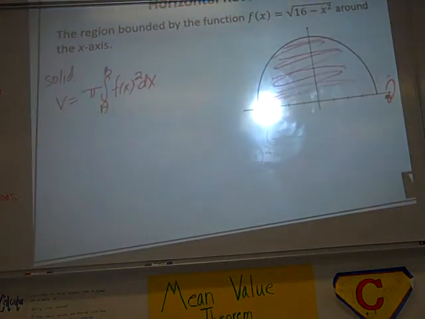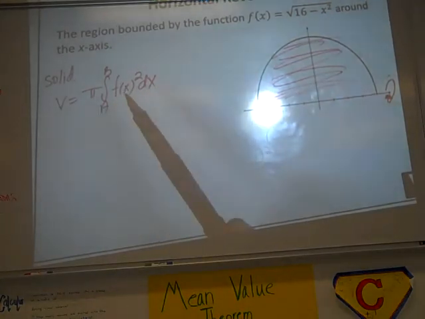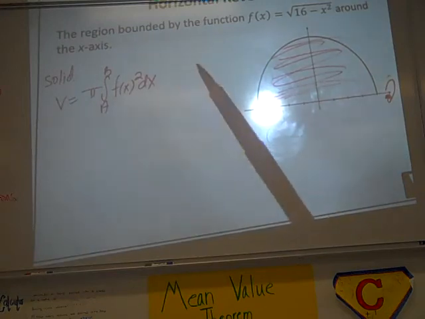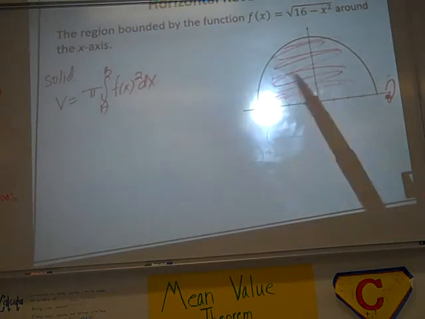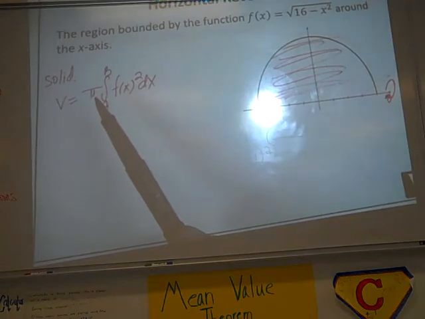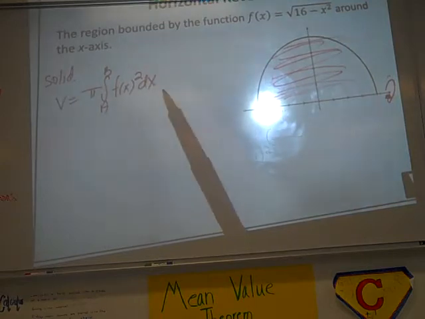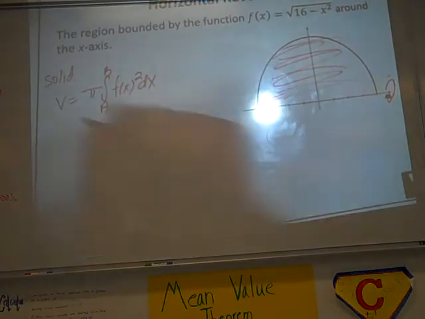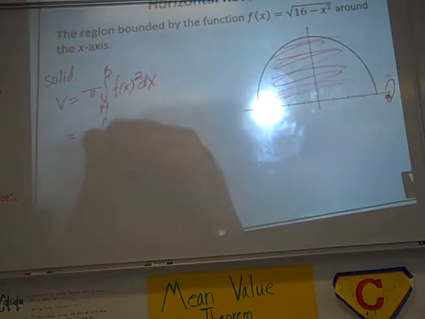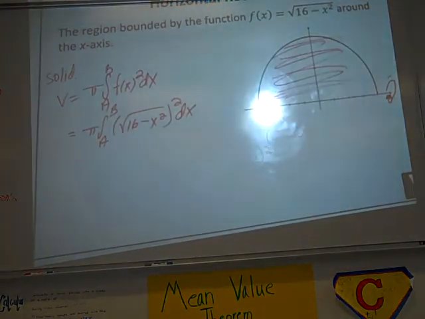Right now, for the purposes of this video, I'm not going to go through the whole explanation of where this formula comes from. Maybe at some point later on I'll create another video. But what I care about right now is this is the region. We're spinning it around the x-axis. Because it's a solid object, the volume formula is pi, integral from one endpoint to another, the function squared dx. Well, let's see. They gave me the function. Great. I'm going to integrate from some point to some point, square root of 16 minus x squared, squared, dx.